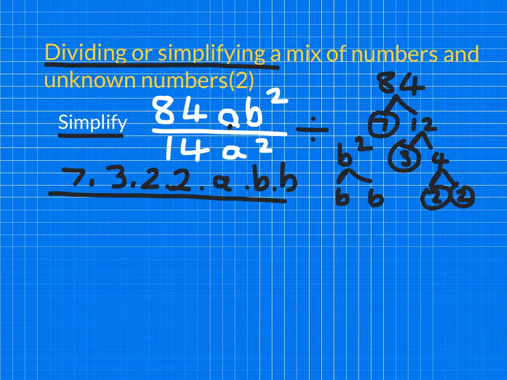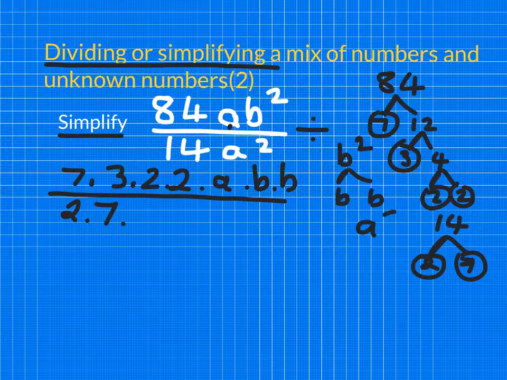And that's going to be divided by 14, so 14 will split down to its prime factors, which is just 2 times 7. We've got a squared, or a to the power of 2, which is a times a. Now we'll have a look at this and see whether we can change the order on the top or on the bottom so that we can match up some of these numbers or letters that may be similar to each other.